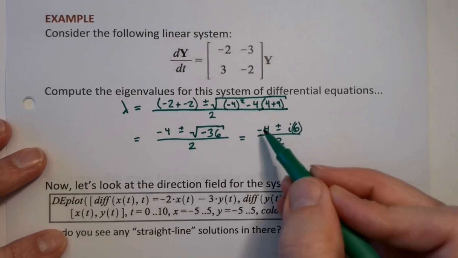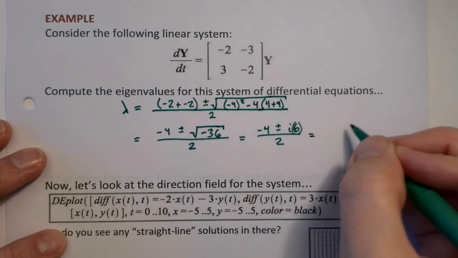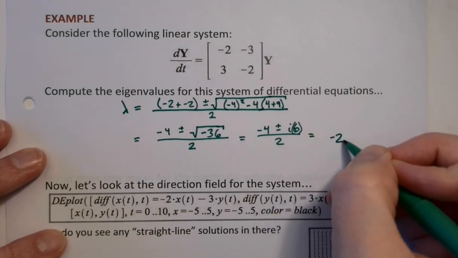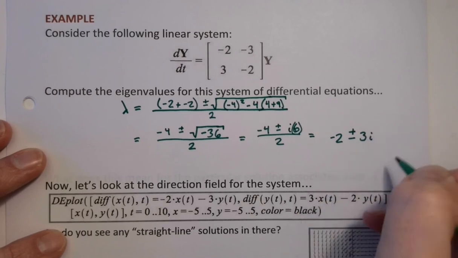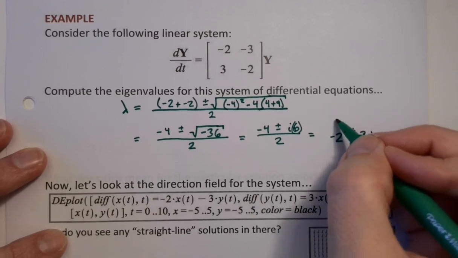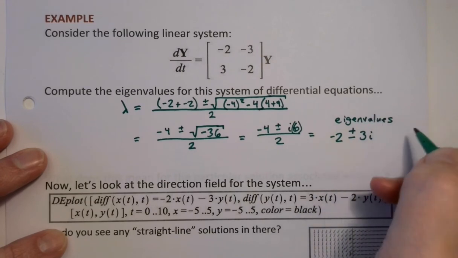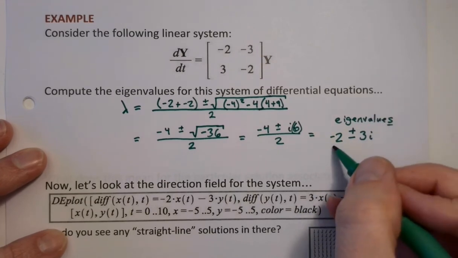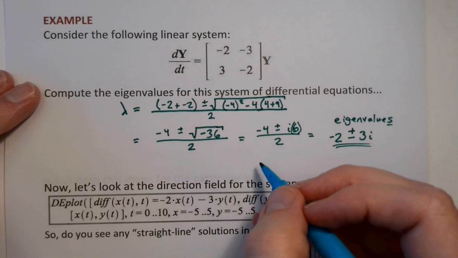But each one of those terms has a factor of 2, so we can simplify it, and it becomes -2 plus or minus 3i. And so what we have is our eigenvalue. And I should say, it's the eigenvalues, because it's plus or minus. There's 2 of them there. So what we have are 2 complex eigenvalues, just as we would have predicted.